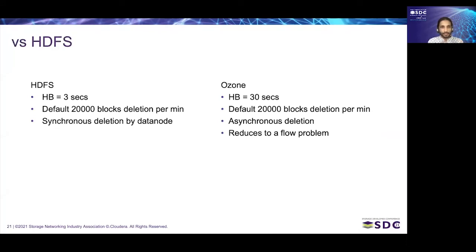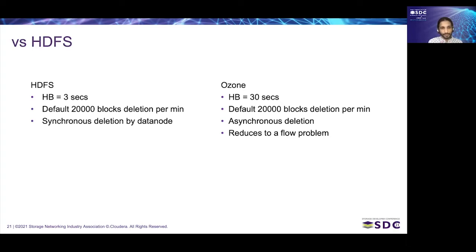Okay. So let's now compare HDFS block deletion with Ozone. In HDFS, the default heartbeat interval is 3 seconds, whereas in Ozone, the heartbeat interval is 30 seconds. By default, HDFS can delete around 20,000 blocks per minute. Ozone is also able to delete around 20,000 blocks per minute. So how is Ozone able to match the HDFS block deletion performance, given that the heartbeat interval for Ozone is 10x larger than for HDFS?